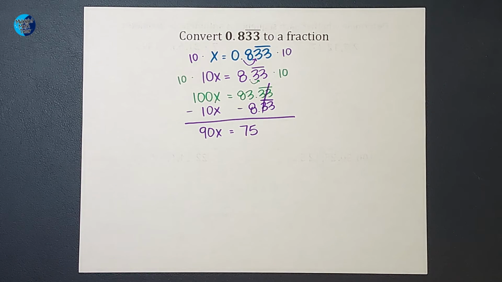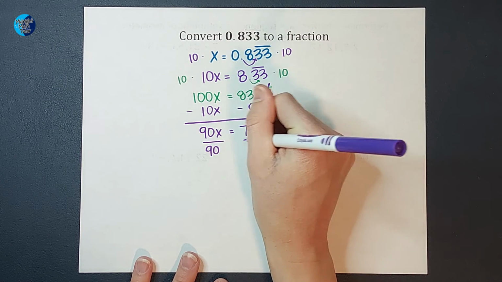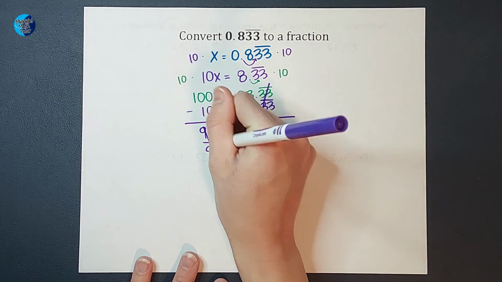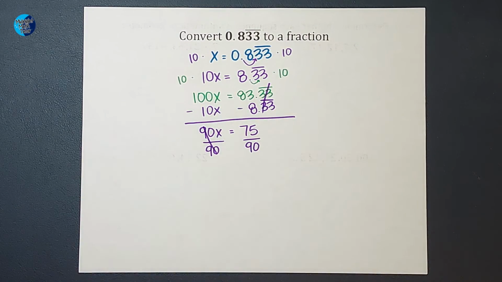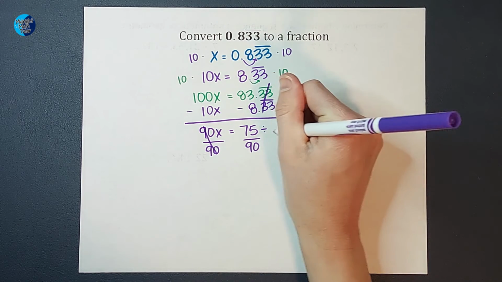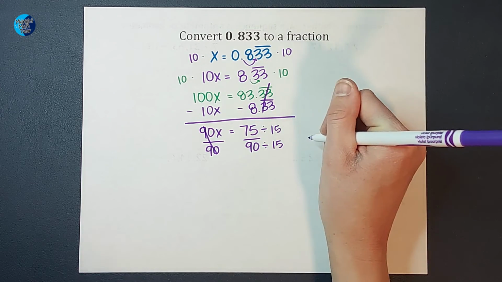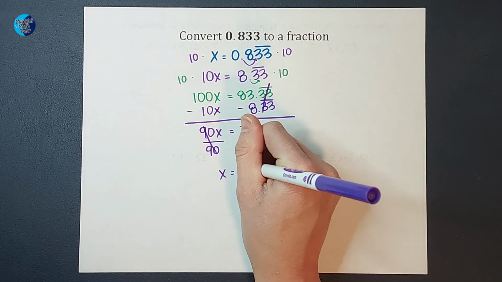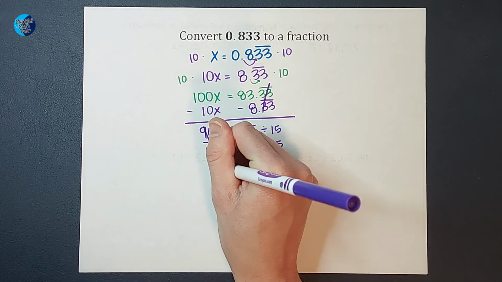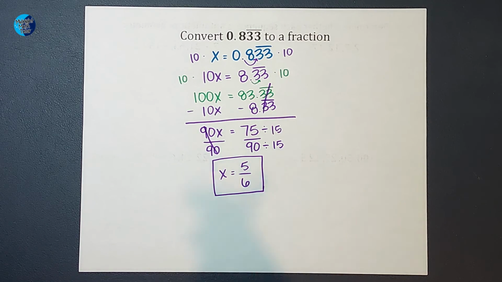So now I just need to get x alone. I'm going to divide both sides by 90. And I end up with x equals 75 over 90. Now I want to simplify that, so I'm going to divide both by 15. And I end up with x equals 5/6. Sixths is really hard to say. All right, there we go.